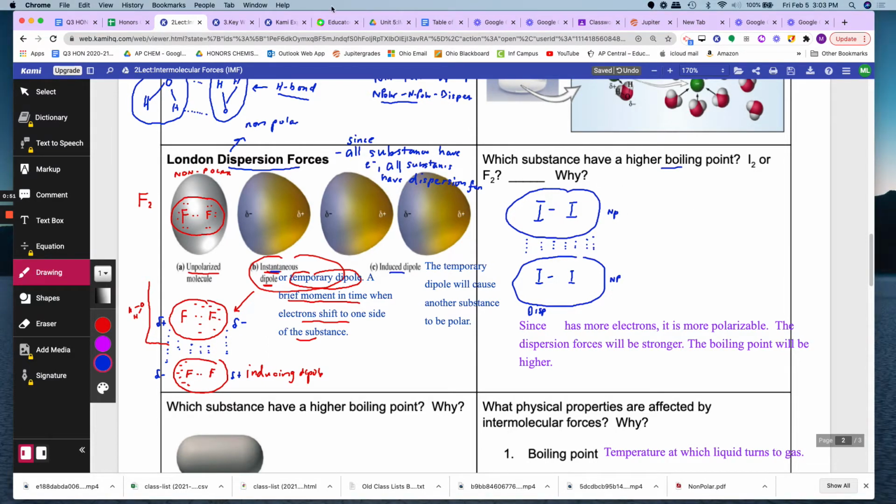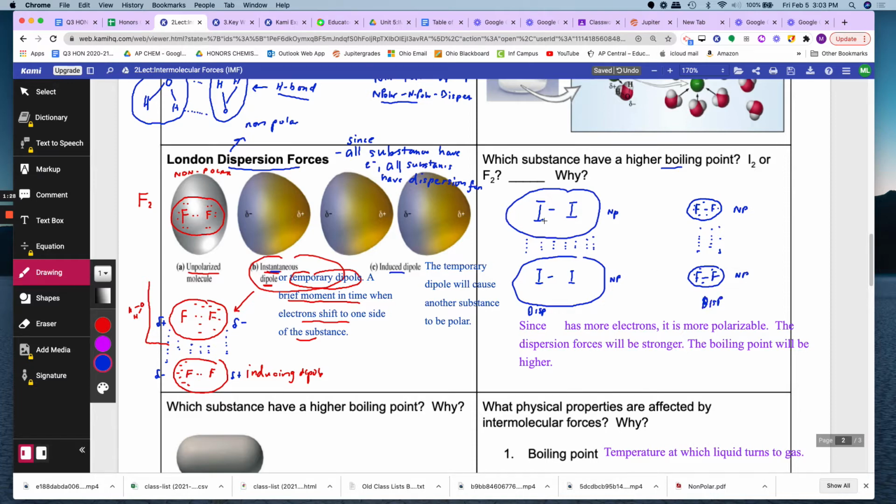Now F2, if you look at the periodic table, F is a lot smaller than I, so it has fewer electrons. Here are the electrons floating around inside the F2, and you're trying to break this force. Again, it's nonpolar. Nonpolar is also dispersion. So the idea here is which dispersion force is stronger.